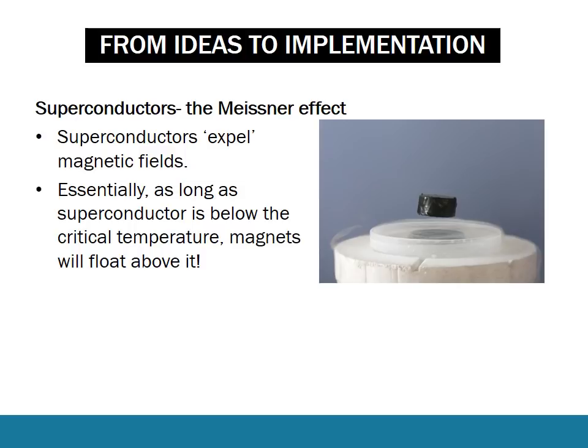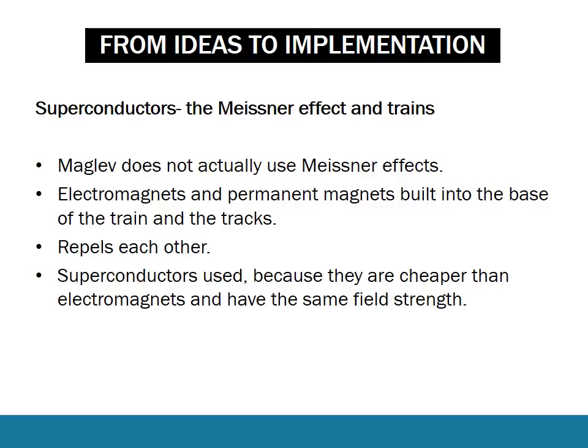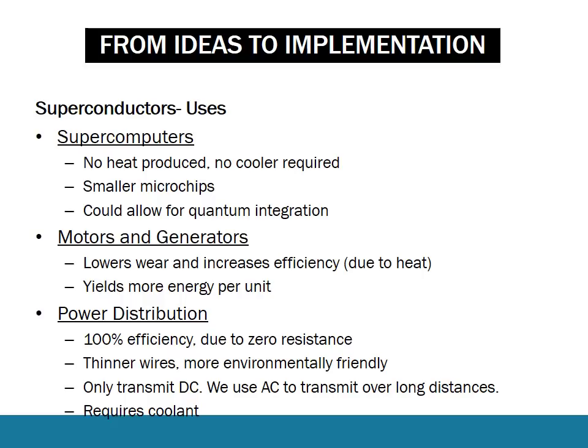Schools learn this in many, many different ways, so I'm not going to go in depth here because I don't want to confuse anyone. In terms of maglev trains, the maglev trains don't actually use the Meissner effect. Not sure why it's under this dot point. We use electromagnets and permanent magnets built into the base of the train and the tracks, which obviously repel each other. Superconductors are used because they are cheaper than electromagnets and have the same field strength. So we do use superconductors, but just because they're great. We love superconductors.